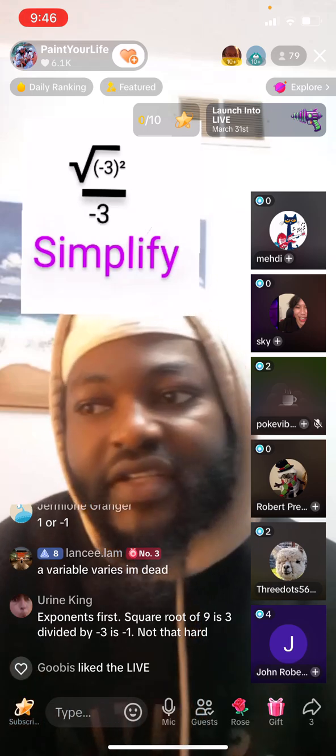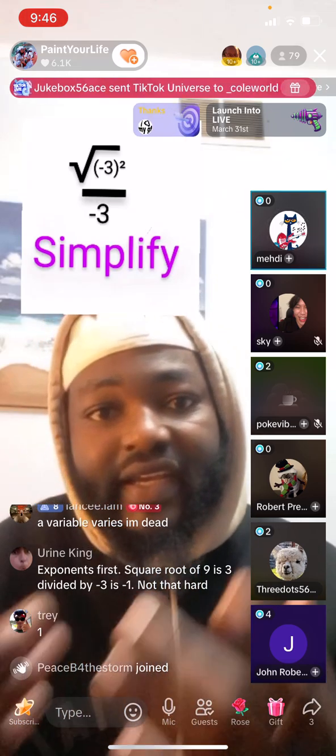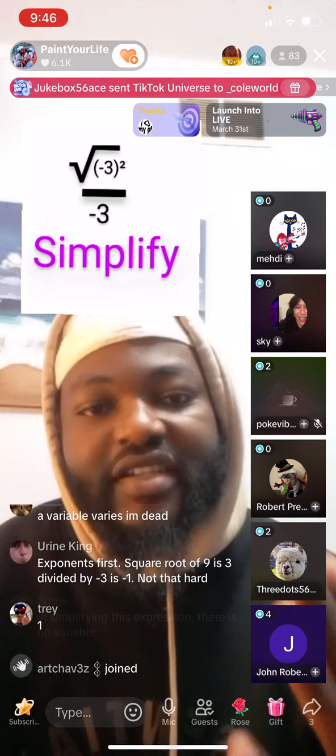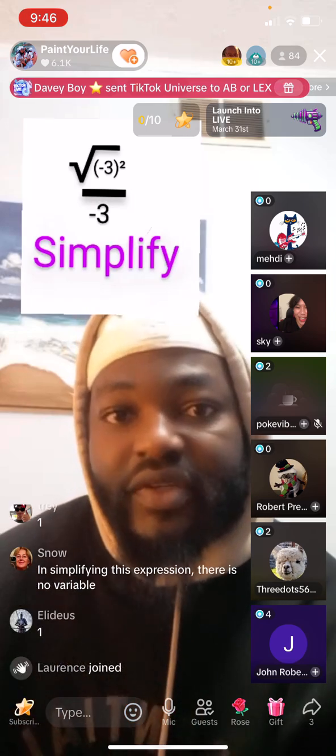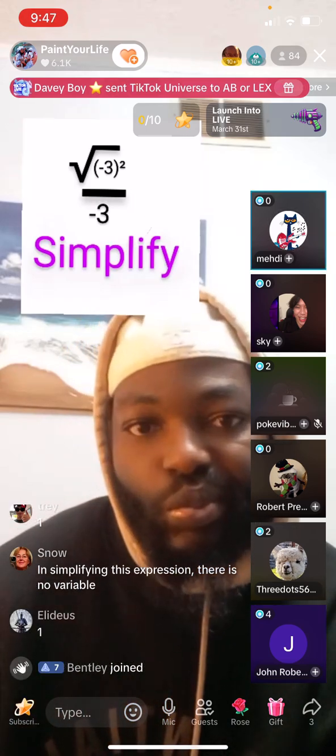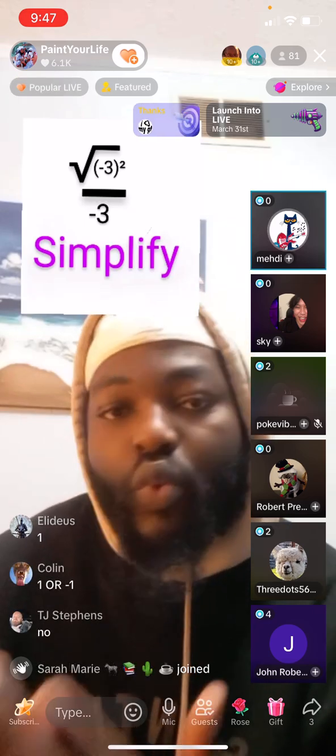Okay, if it's either positive or negative, it means there's a variable, something that can change. No, listen to me. In this expression here, what can change? What is your variable that can change? There's no variable here. It's just numbers. Exactly. So you can only have one solution, one value.